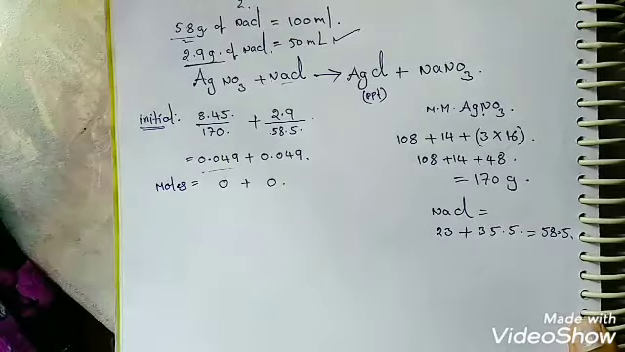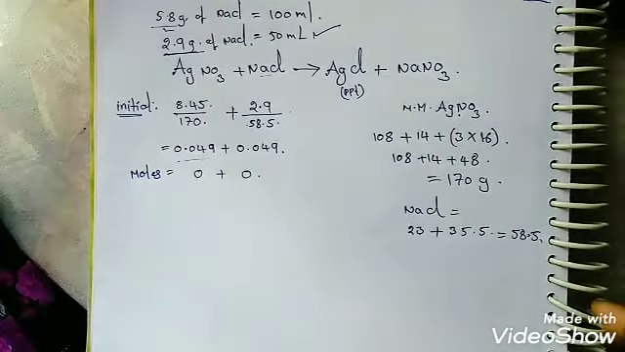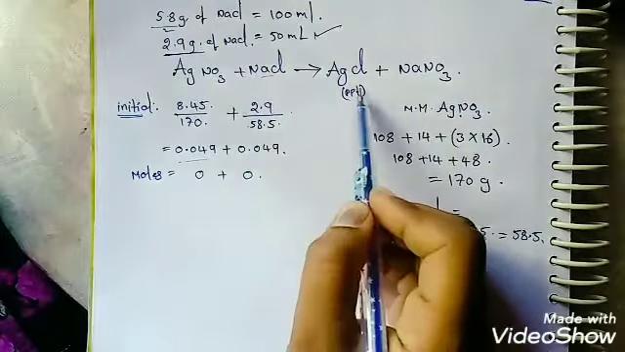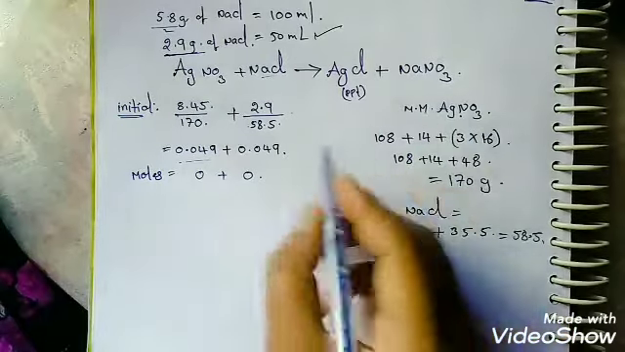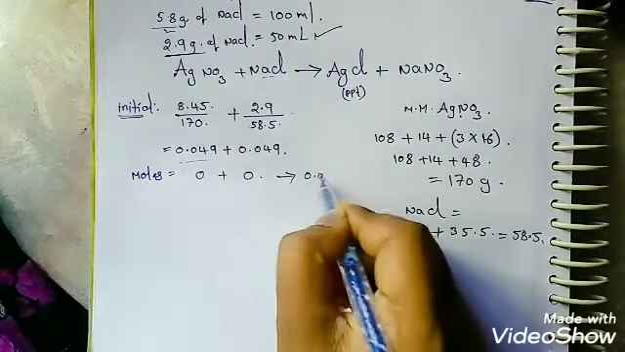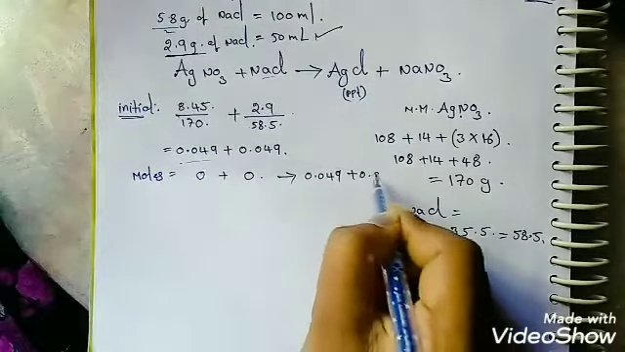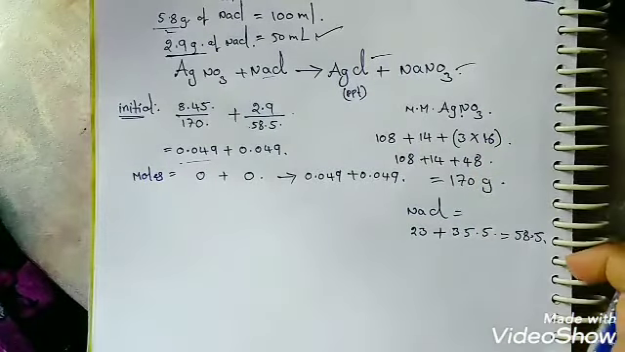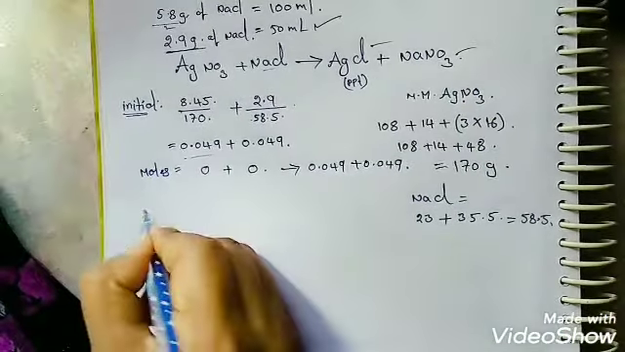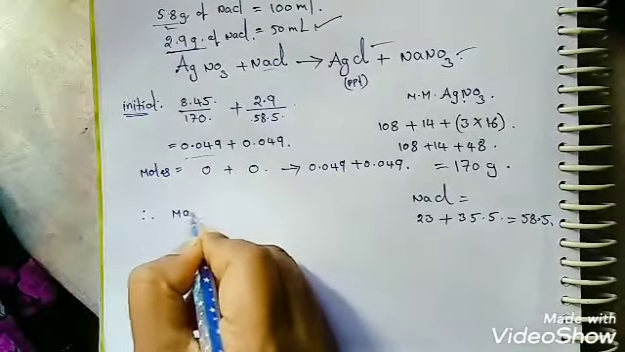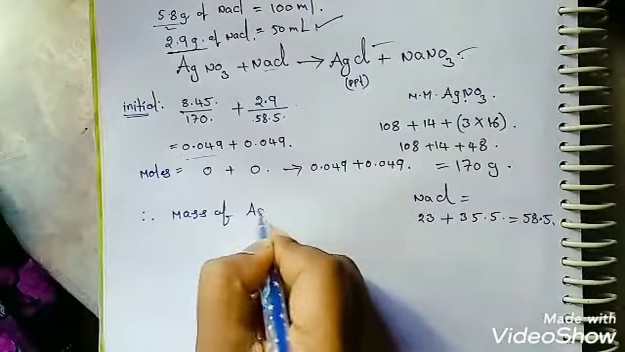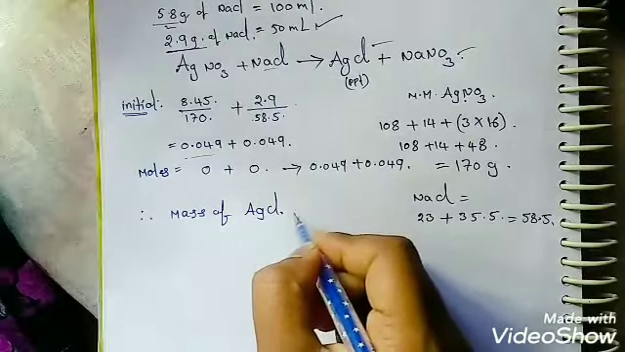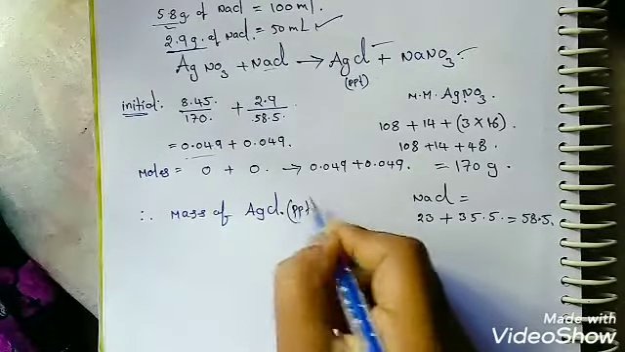And students, according to the law of conservation of mass, the mass of the compounds on the reactant side and the mass of the compounds on the product side must be the same. So here also the mass must be 0.049 only; you have to take it for AgCl and NaNO3 also. And see now, students, in the question they have asked for the mass of AgCl formed as precipitate.